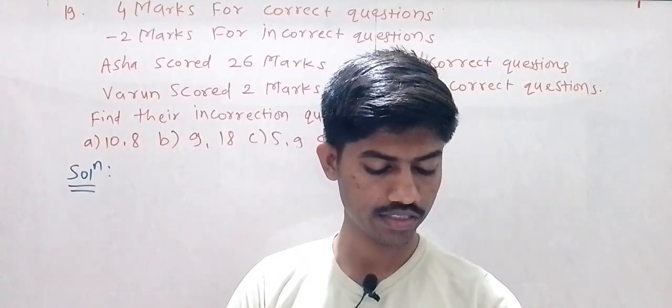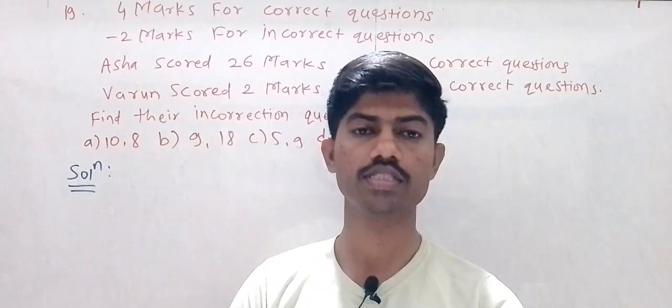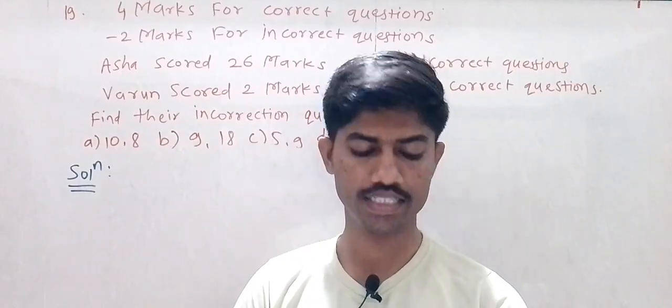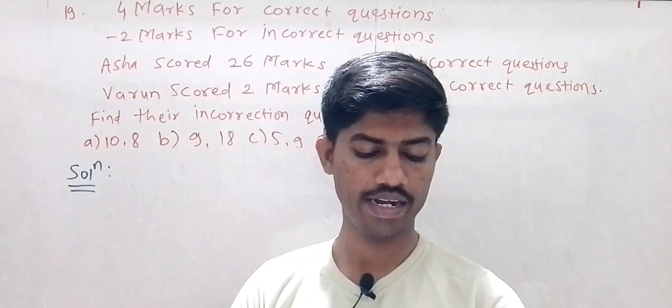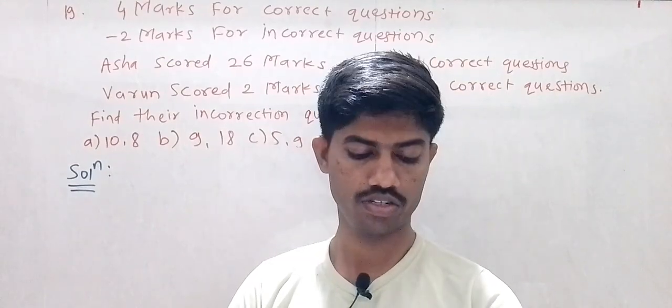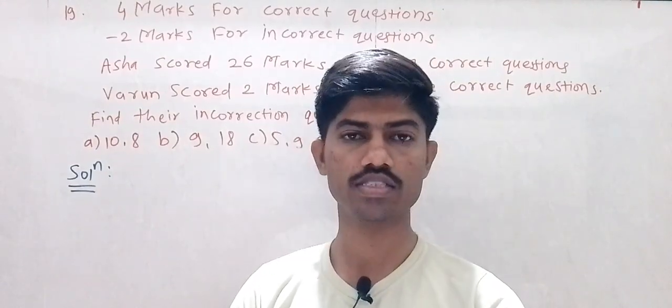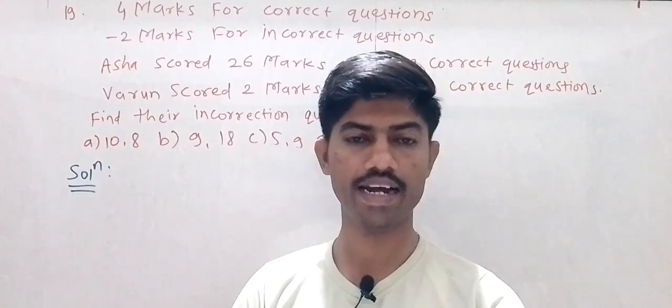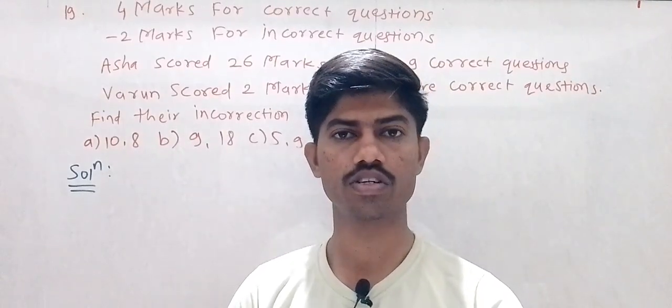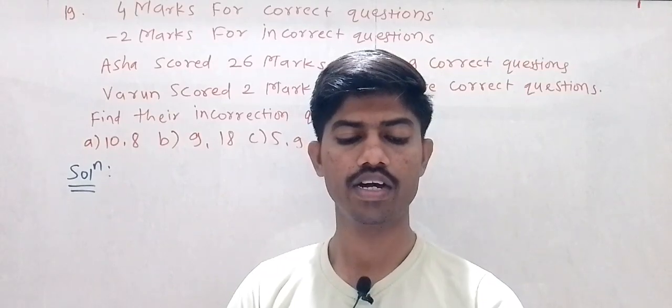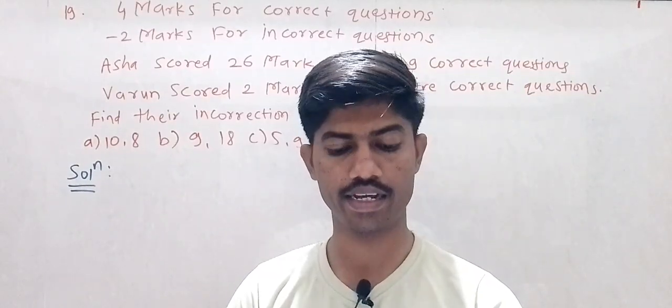Asha answered all the questions and scored 26 marks, though she got 9 correct answers. Varun also answered all questions and scored 2 marks, though he got 5 correct answers. Find how many questions each answered incorrectly.